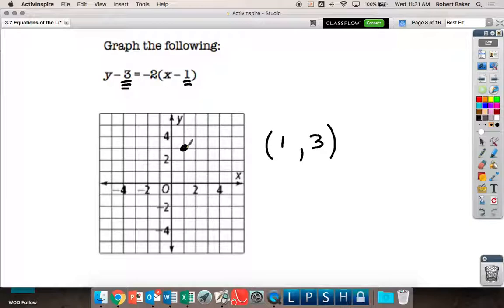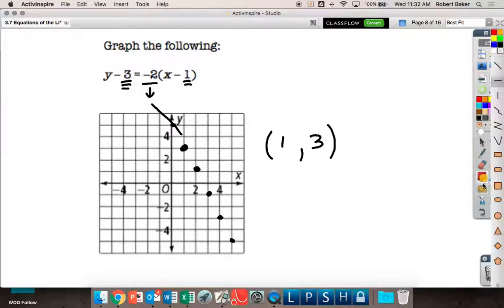What's my slope? Down 2 over 1. Negative goes downhill. Or up 2, back 1.